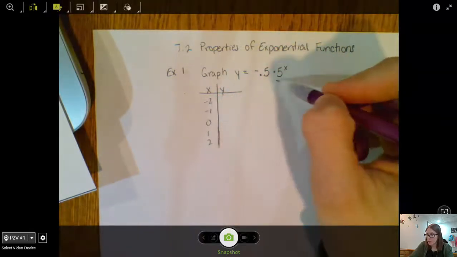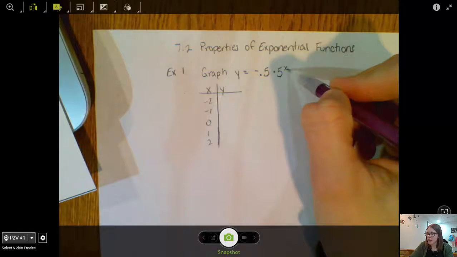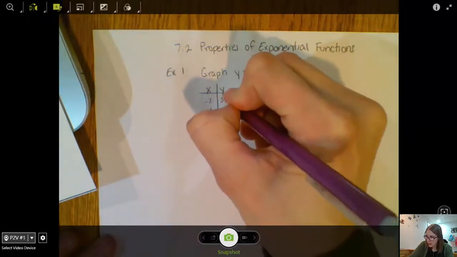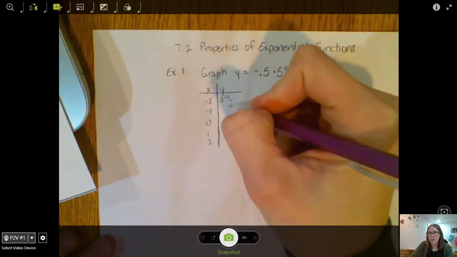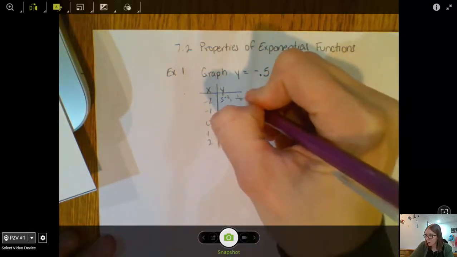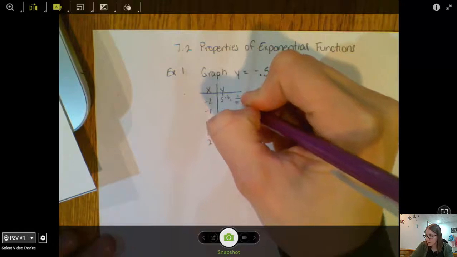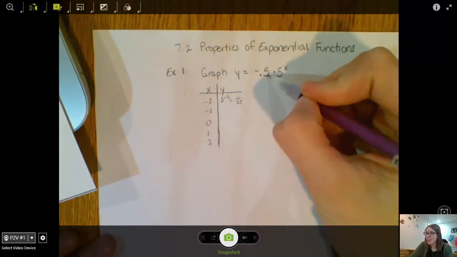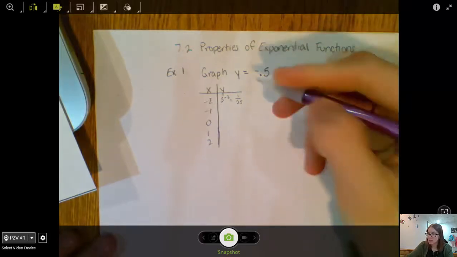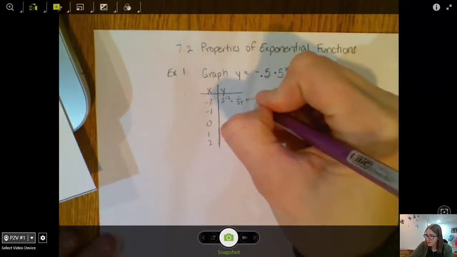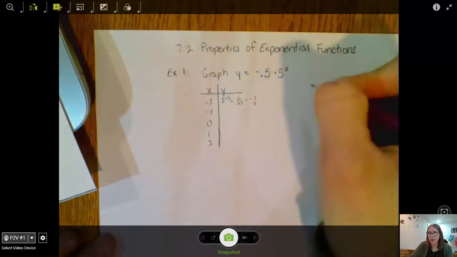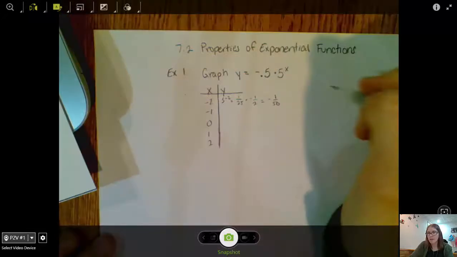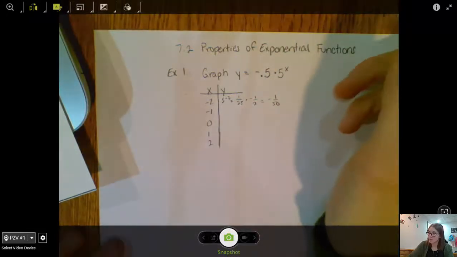So take -2, plug it in here. 5 to the -2nd power. Remember your exponent properties, that negative power makes it 1 over 5 to the 2nd, so 1 over 25. And then times -0.5. So I'm going to make that times -1/2. So that's a -1 over 50. So the point there is we have a really small fraction.